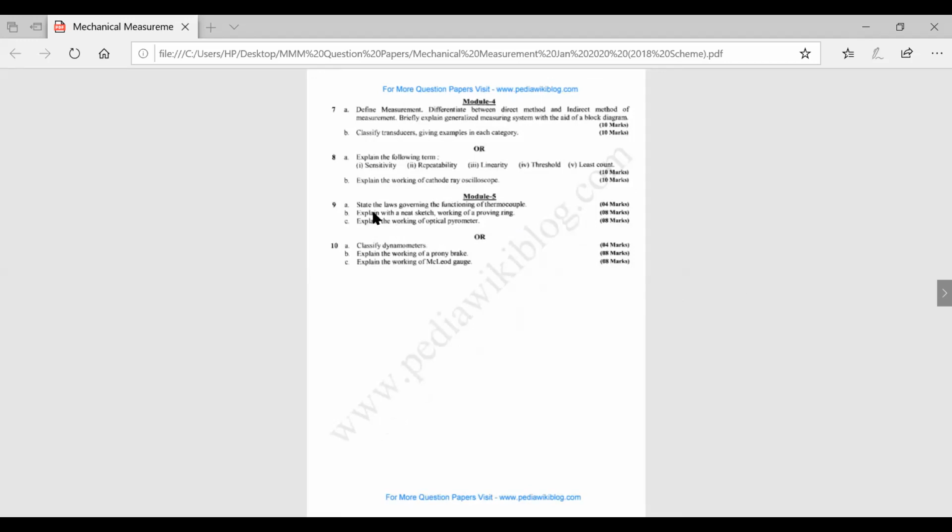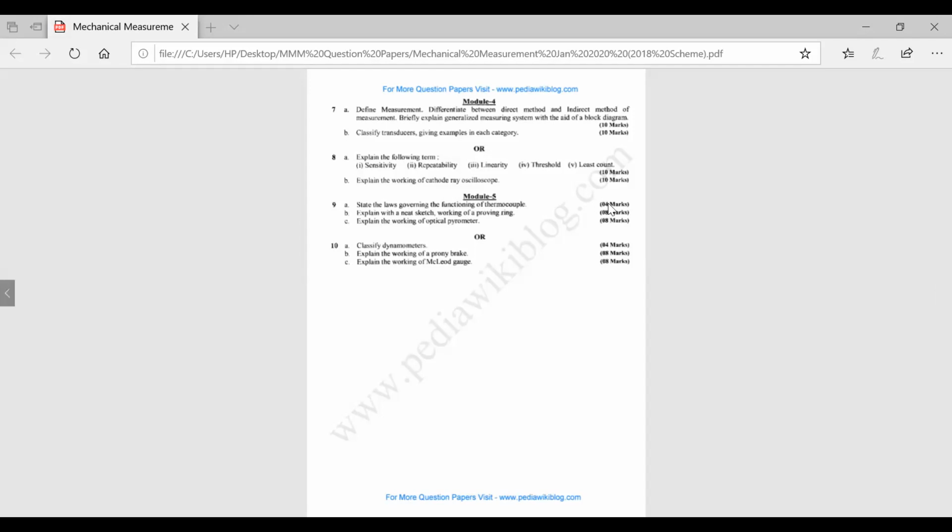The first one asks: state the laws governing the function of thermocouples. We studied the laws related to thermocouples. You have to first see for what marks it has been given and answer accordingly. Wherever a sketch is needed, please do draw the sketch even if it is not asked.